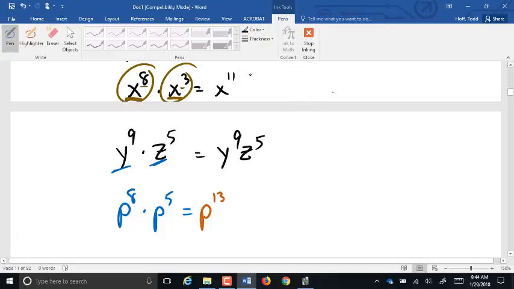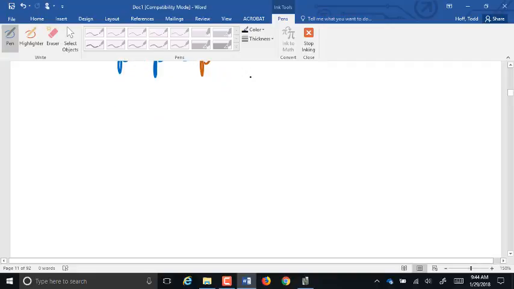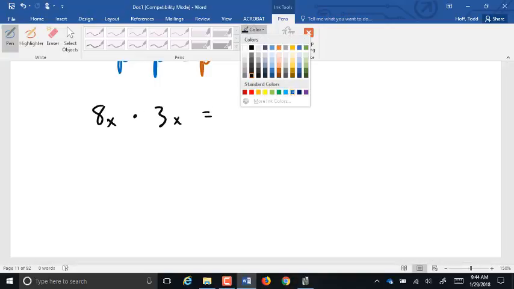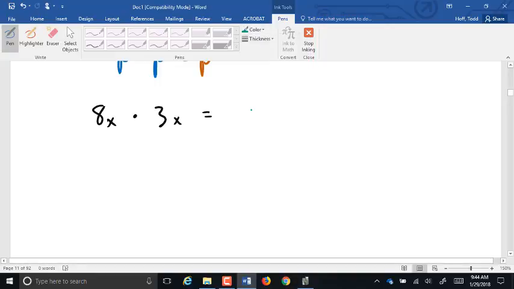So as I go to look at multiplying these algebraic numbers, I have to be able to work with those exponents like that. So if I have something like 8x times 3x, just like we talked about early last week, we combine the counts. What's 8 times 3? 24. And we also combine the names. X times x is x squared. Very good.